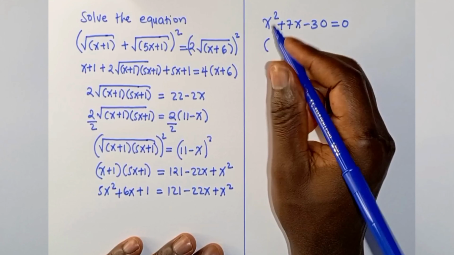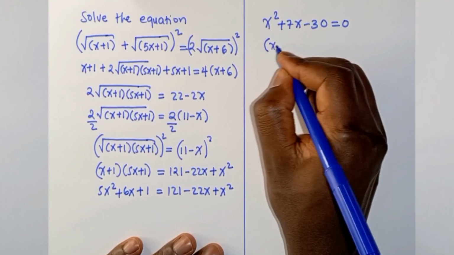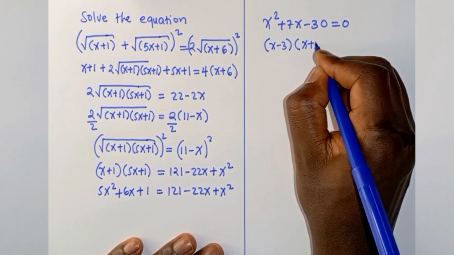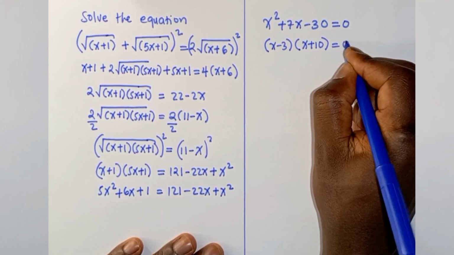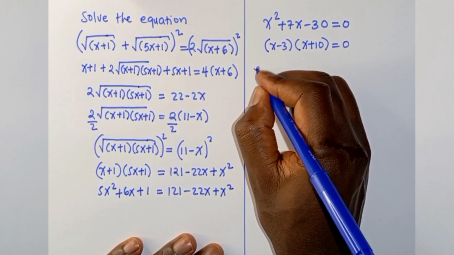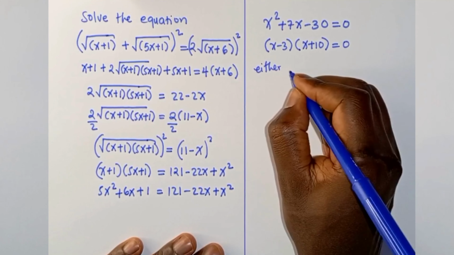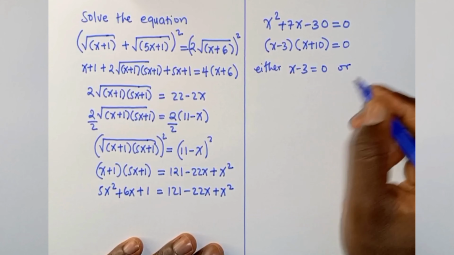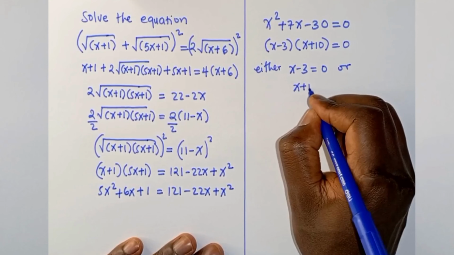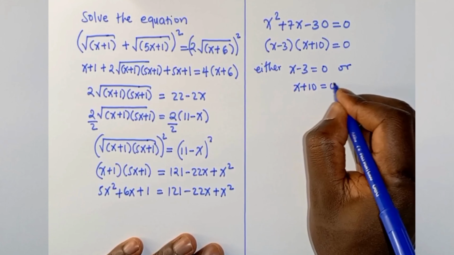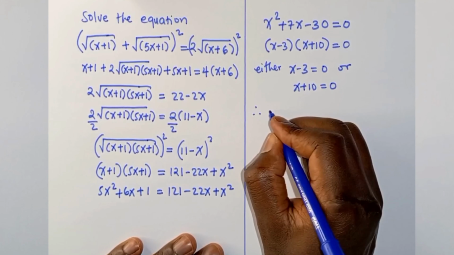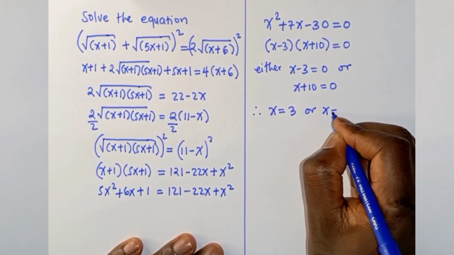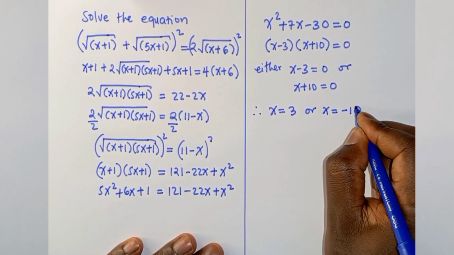Solving the quadratic equation, we shall have (x minus 3) into (x plus 10) is equal to 0. Now, either x minus 3 is equal to 0 or x plus 10 is equal to 0. Therefore, our value of x can be 3 or our value of x is negative 10.